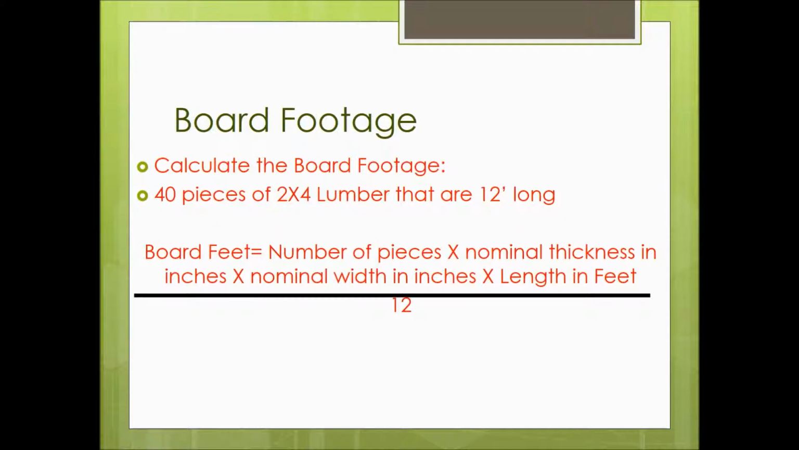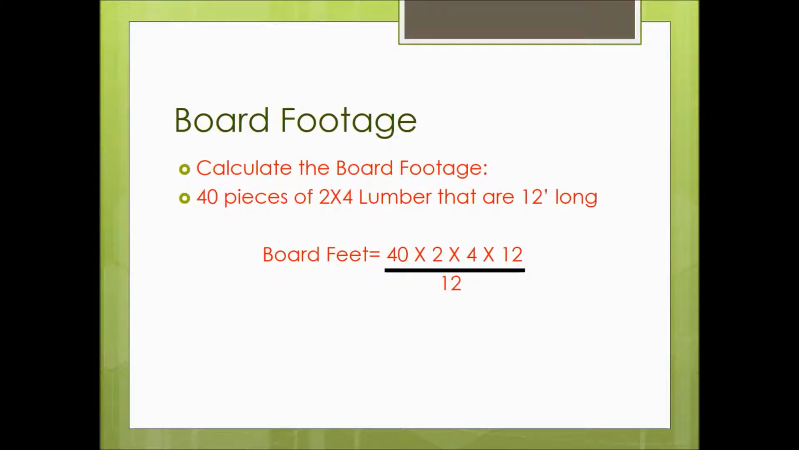Okay, so what we're going to do to calculate the board footage is we're going to take the number of pieces of lumber, multiply that by the thickness, which is 2. That's not the actual thickness, that's the nominal thickness. Multiply that by the nominal width, and then multiply that by the length in feet. And we're going to divide the whole thing by 12. And when we do that, this is what we end up with.